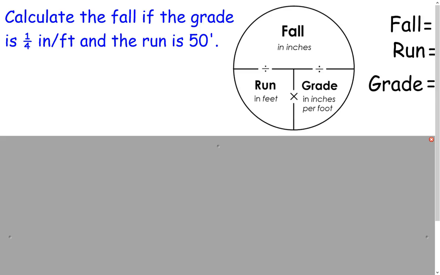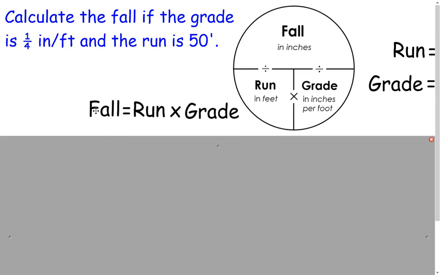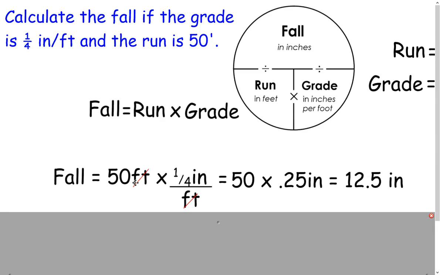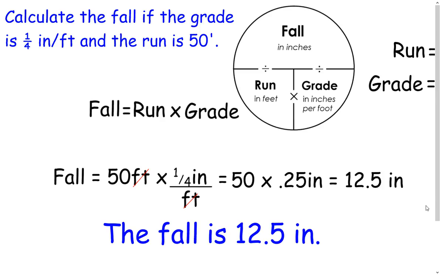Calculate the fall if the grade is 1/4 inch a foot and the run is 50 feet. So I need to calculate the fall. I'm covering this up, and that tells me that I need to do run times grade. My run is 50 feet and the grade is 1/4 inch per foot. You see that the feet cancel out and you're going to end up with inches, which is what you want your units to be for fall. 50 times 0.25, which is 1/4, and you get 12.5 inches as your fall.